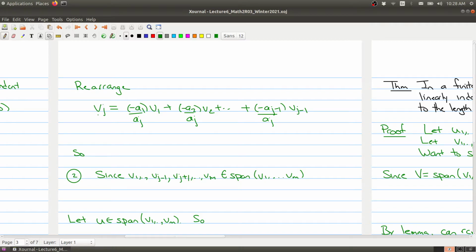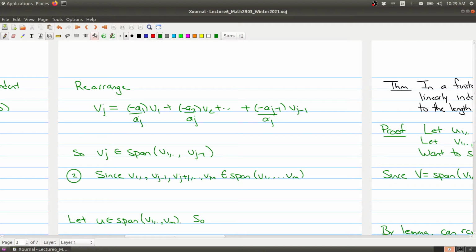So look, we've taken vj and we've written it as a constant times v1, a constant times v2, all the way down to a constant times vj minus 1. So what this means is that the vector vj is inside of the span of v1 up to vj minus 1, which is exactly what we wanted to prove.